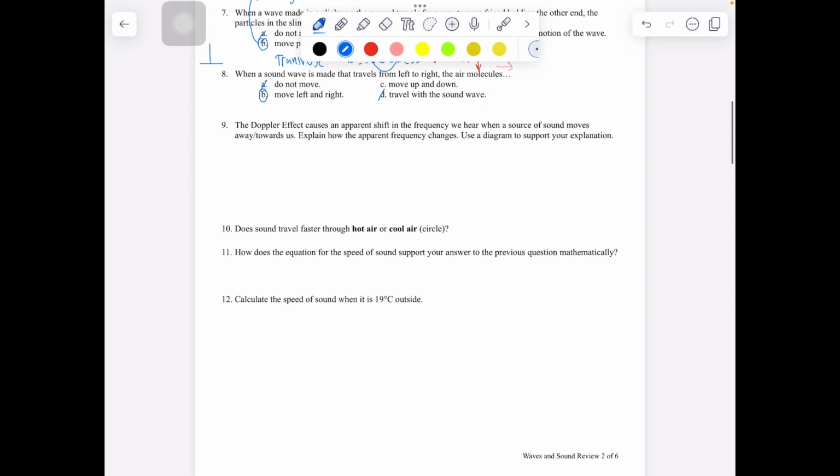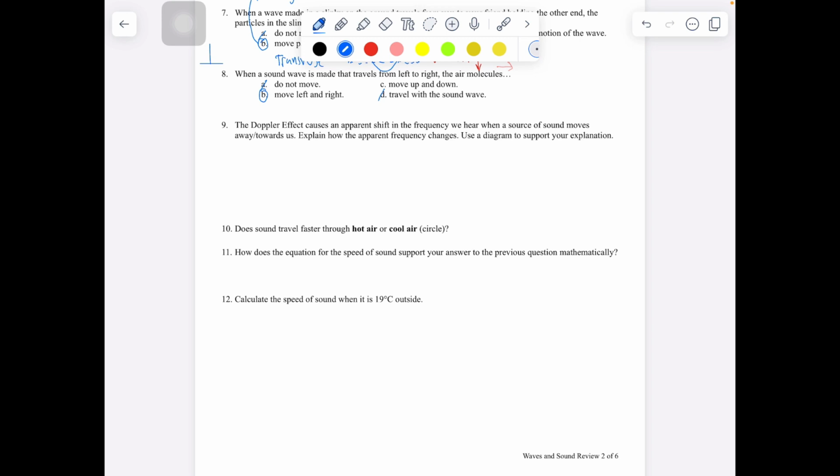All right, number 9. Doppler effect causes an apparent shift in the frequency we hear when a source of sound moves away or toward us. Explain how the apparent frequency changes. Use a diagram to support your explanation. Well, the apparent frequency is going to change depending on if they're moving towards or away from us. If they are moving towards us, that apparent frequency is going to increase. If they are moving away from us, it is going to decrease.